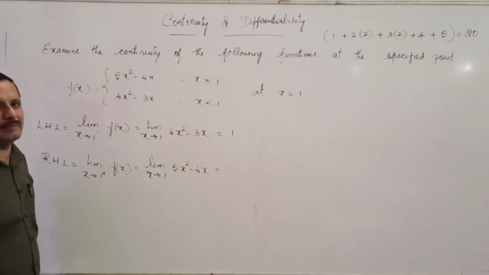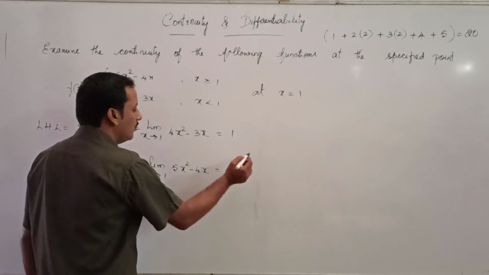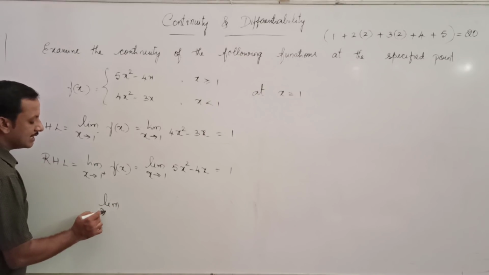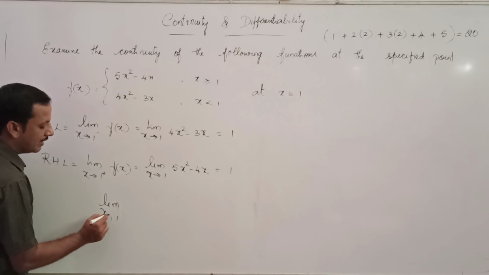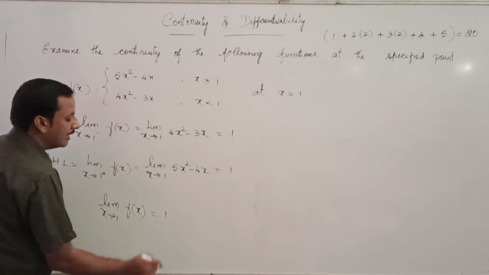Now if I apply the limit, I am going to get 5 minus 4, which is equal to 1. So left hand limit is equal to right hand limit. Hence I can say limit x tends to 1, f of x is equal to 1.